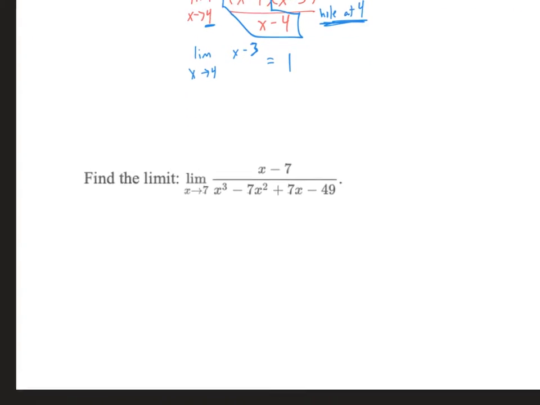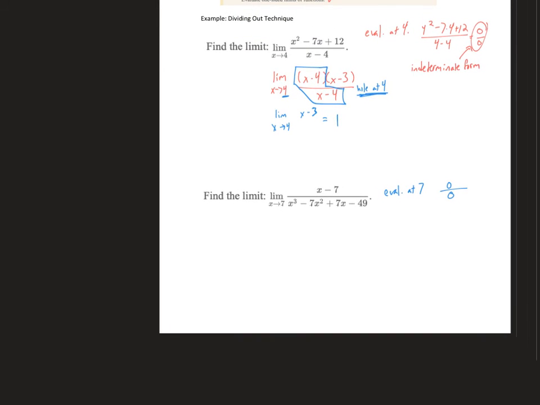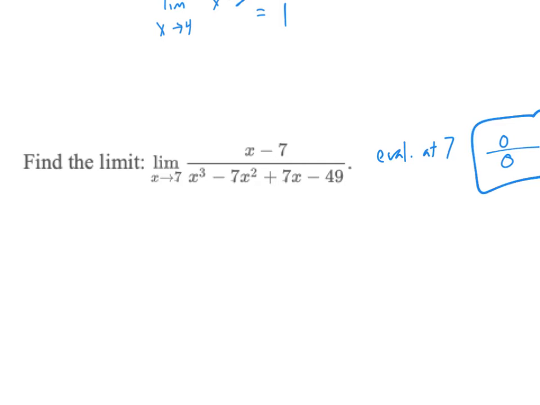Example 2, find the limit of x minus 7 over x cubed minus 7x squared plus 7x minus 49 as x approaches 7. Again, if we evaluate this function at 7, we end up with 0 over 0 again, the indeterminate form. So that means the way it is, we can't tell if the limit exists or what it is at 7. So we've got to do some work.